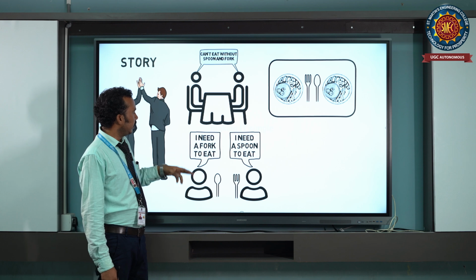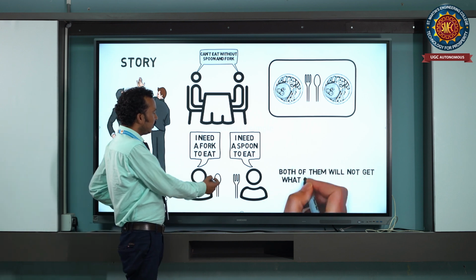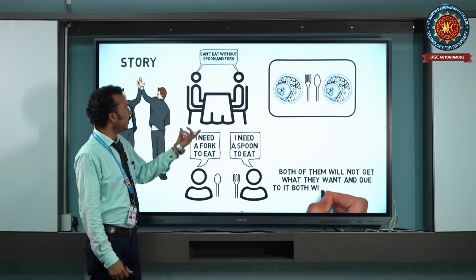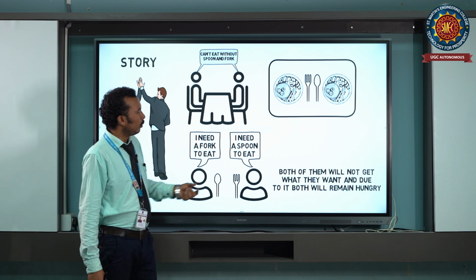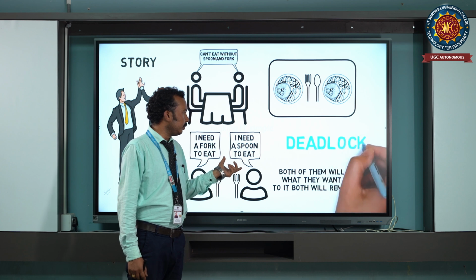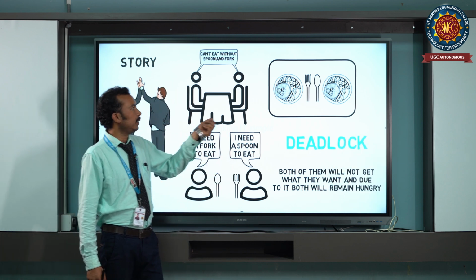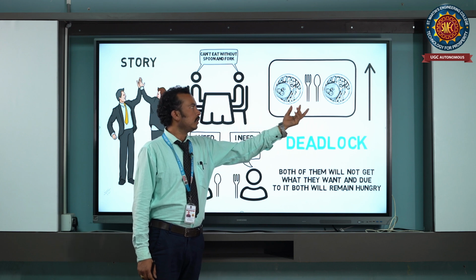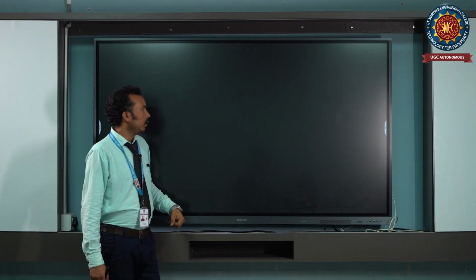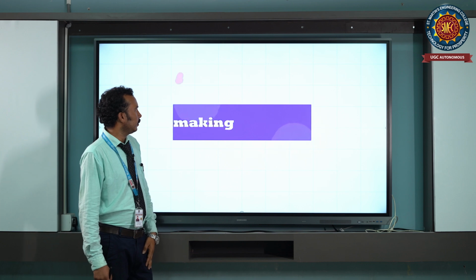In this case, we assume the spoons are resources and the two friends are processes. Both are waiting. In this situation, no one will complete the meal, because the resources are not available. So here the deadlock will occur.